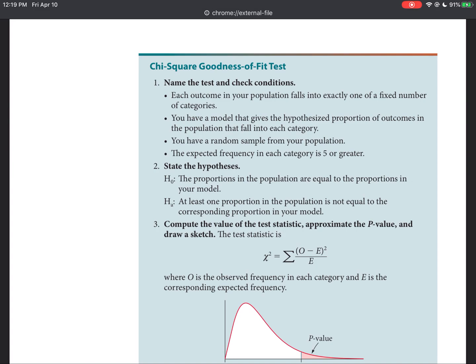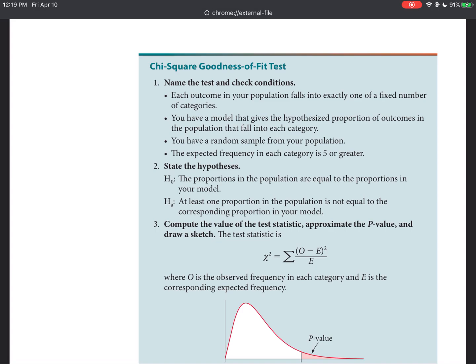Checking the conditions. I have no idea why they're in the order they're in, but I'm going to look at bullet point 3 first. We still want a random sample. So obviously a random sample. Now I'm going to go back up to the top. Each outcome can fall into only one category. So for a die, that's pretty easy. Yes, every outcome can only occur once.